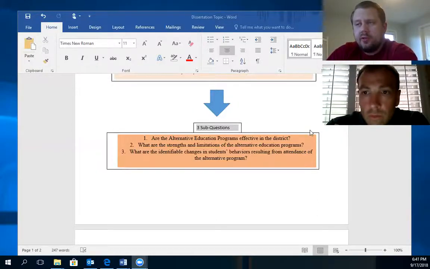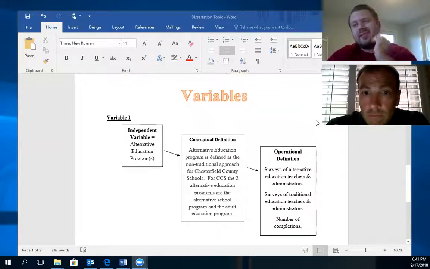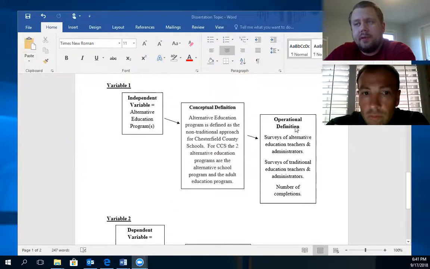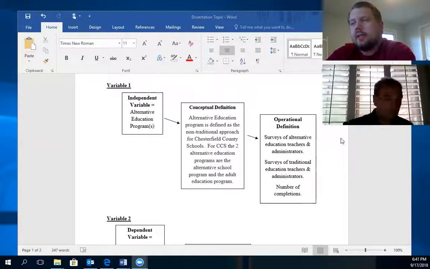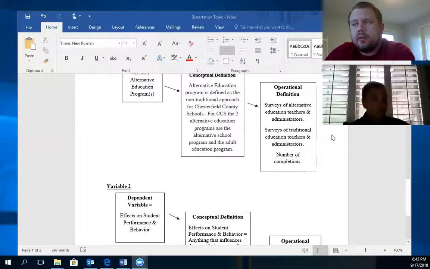And so those are my three sub-questions. And the variables that we discussed in class two weekends ago were the independent variable and the dependent variable. Of course, the independent variable, what's being manipulated, is the alternative education program itself. And that's defined as the non-traditional approach for Chesterfield County schools. The two alternative education programs are the alternative school program and the adult ed program.